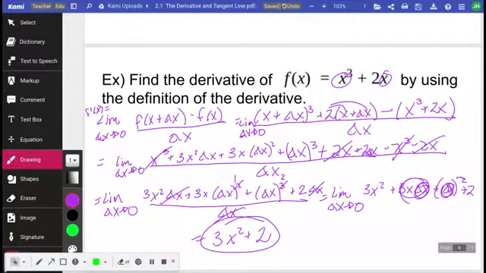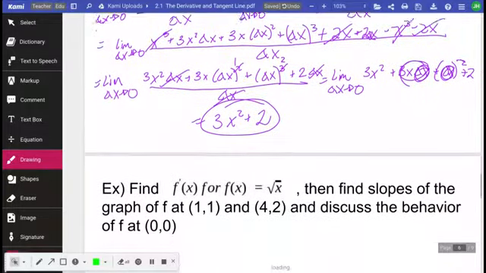What'll be fun is later on you will learn a shortcut for this. So anytime you're asked for the definition of the derivative, you have to do this long way, but you will have a short way that you can check it.